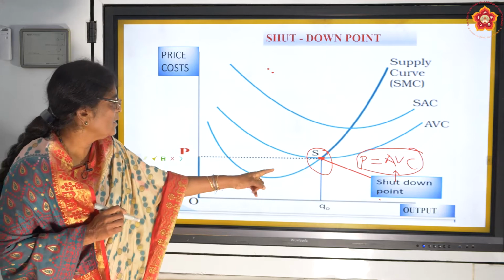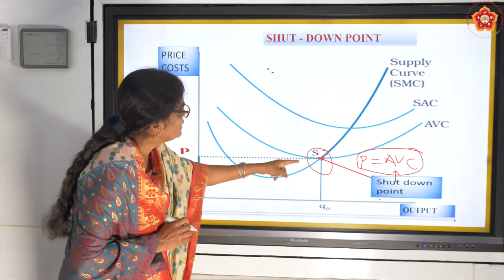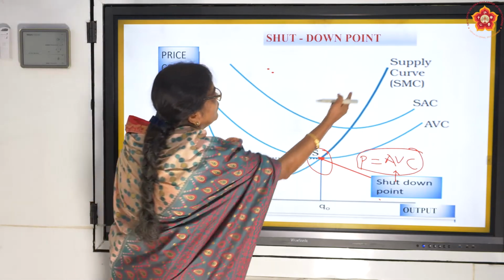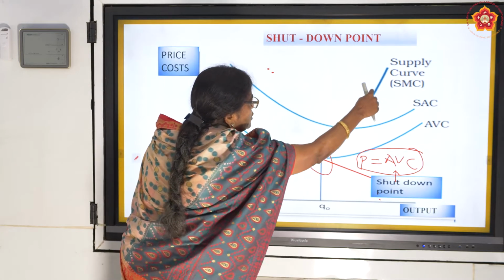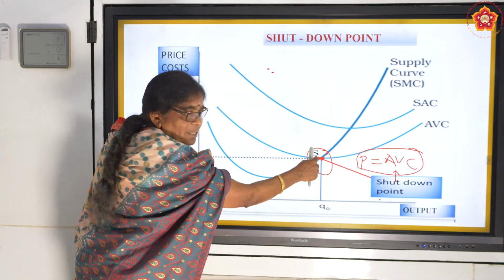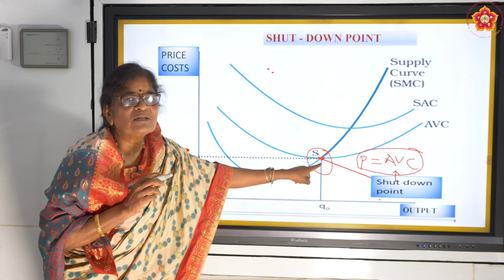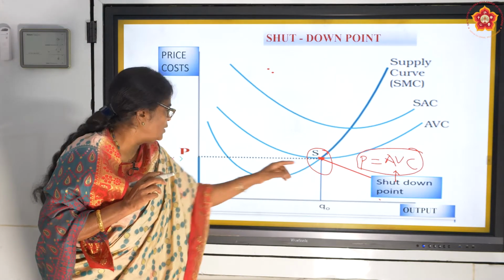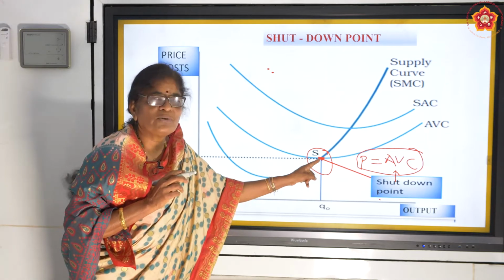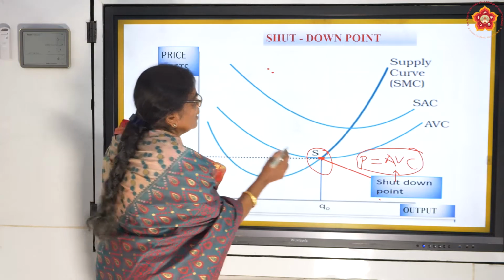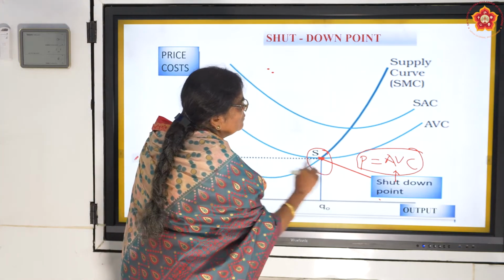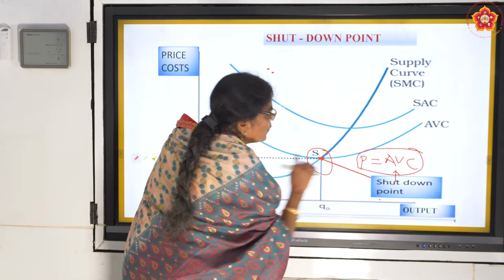Price is equal to AVC, and what is happening here is that when you go down along the supply curve, from here down along the supply curve, this is the last combination of price P and output Q naught where you are producing a positive level of output at the minimum point of AVC, which explains the shutdown point.